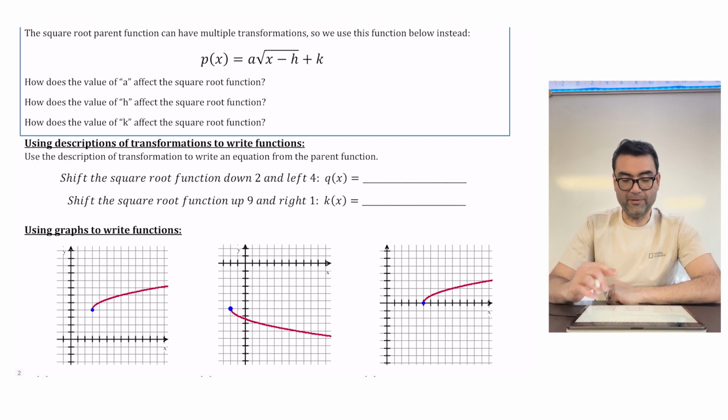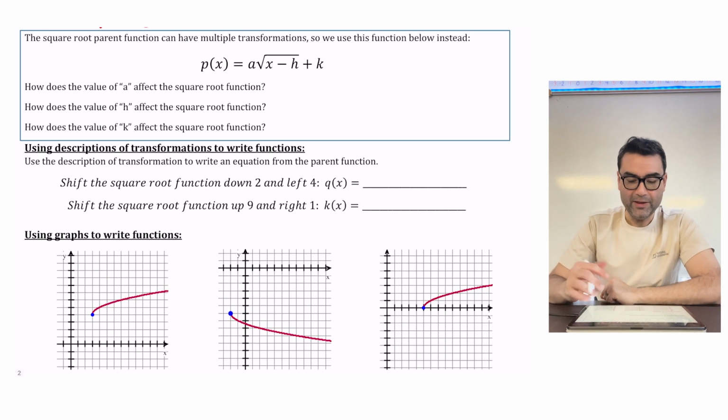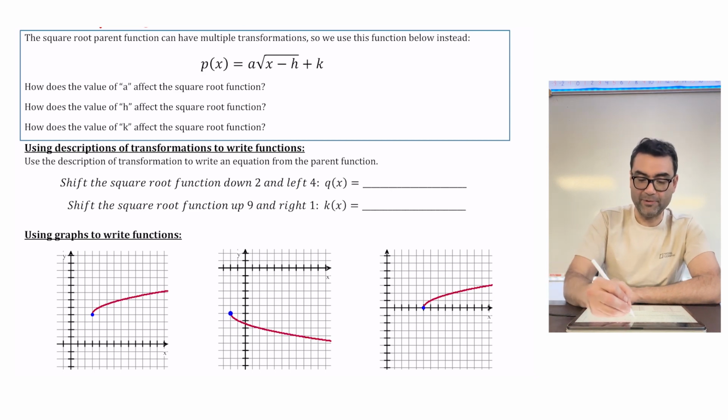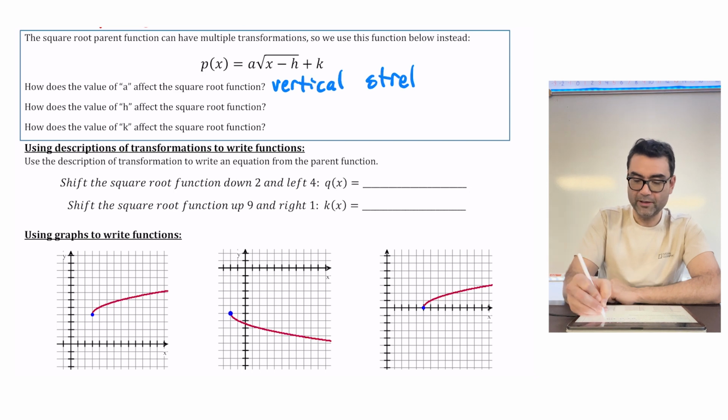Now from here, I just made a little review of the function values that we've been playing with. So this a value is what we just did, the vertical stretch value. The h value inside the square root is what we did when we saw the horizontal shifting, and the k value is what we messed with when we wanted to do vertical shifts. So how does the value of a affect the square root function? This affects it by applying what's called a vertical stretch. And as we saw with h of x, it can also cause an x-axis reflection.